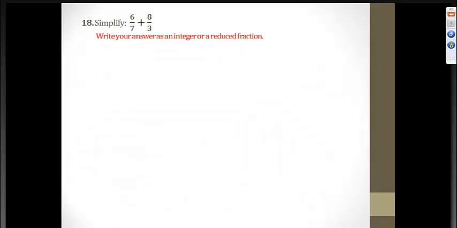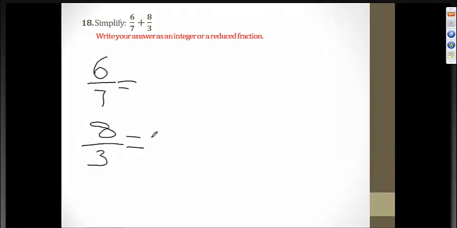Now we get to do addition of fractions. What do you need to remember when you're adding fractions? I can't add them unless I have a common denominator. In other words, they have to be like fractions. If it was subtraction, I'd still have the same problem. I'd need a common denominator. All right, what's the common denominator for 3 and 7?